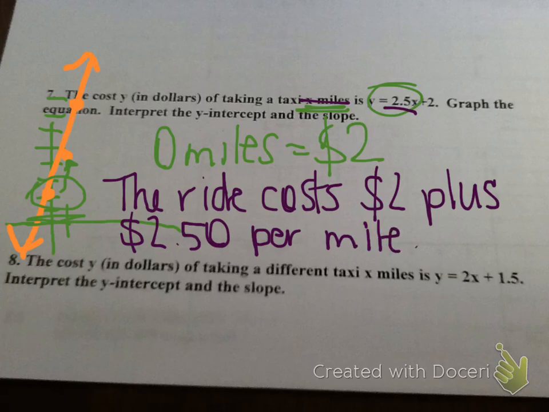Alright, number 8 says the cost y in dollars of taking a different taxi x miles is y equals 2x plus 1.5. Interpret the y-intercept and the slope. So go ahead and try that one for homework.